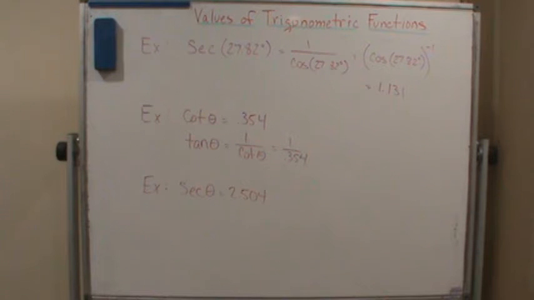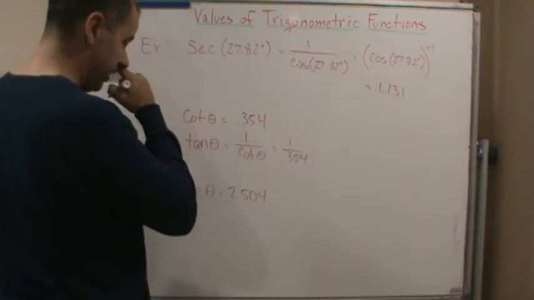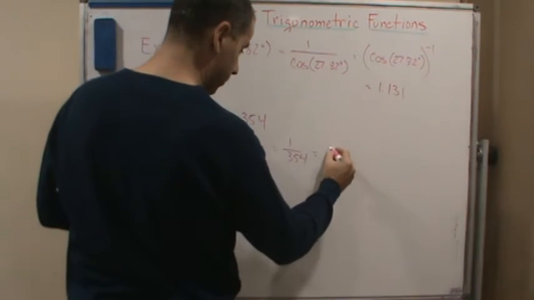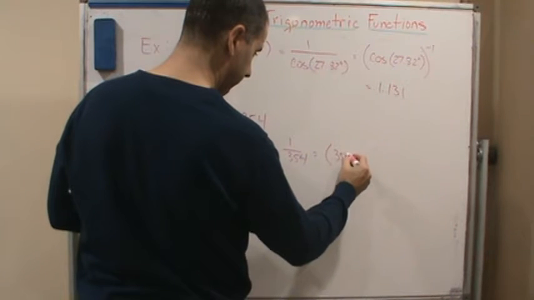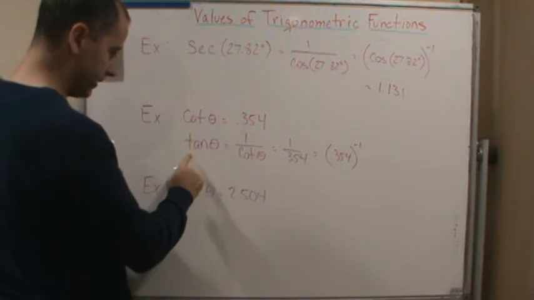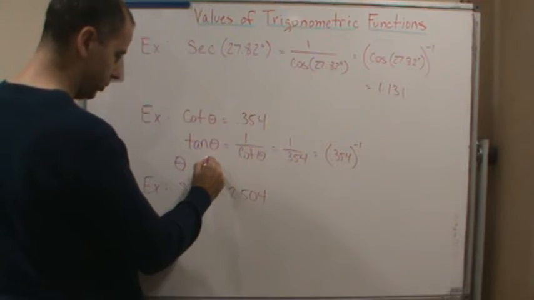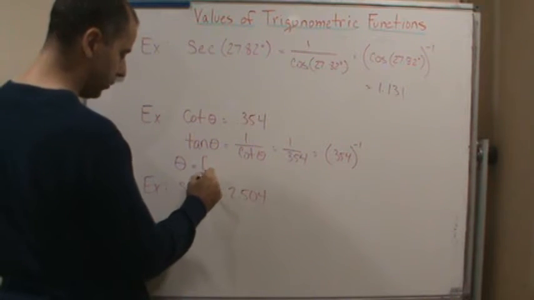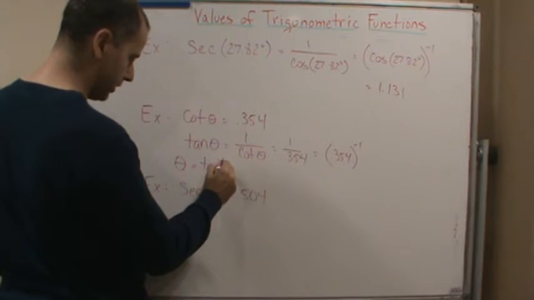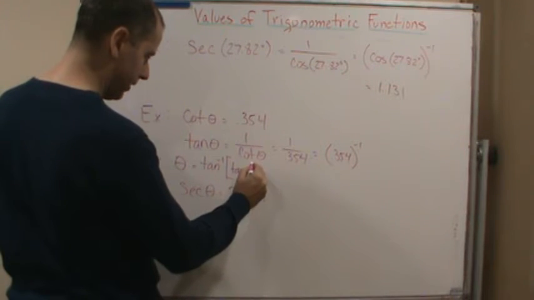Now we've got tangent, but we want the angle. So now we have to take the inverse tangent. So this is equal to 0.354 to the inverse. Now if I want the angle, the angle then is equal to the inverse tangent of tangent theta.